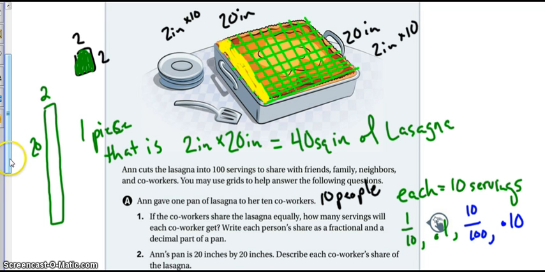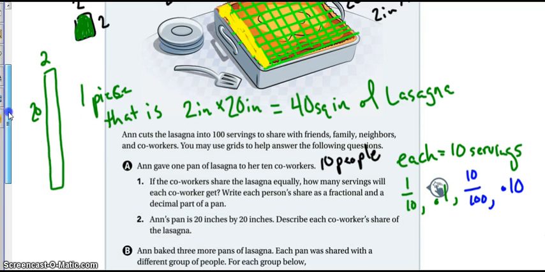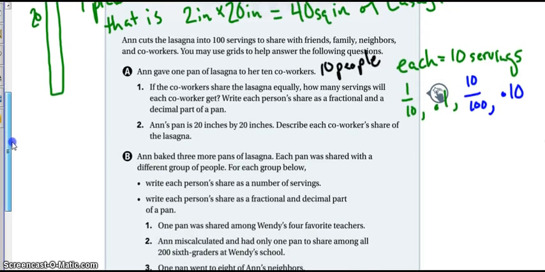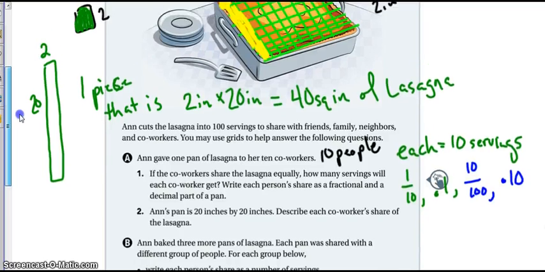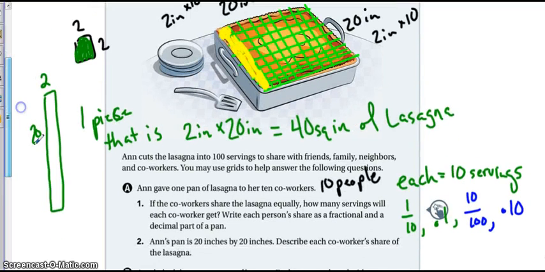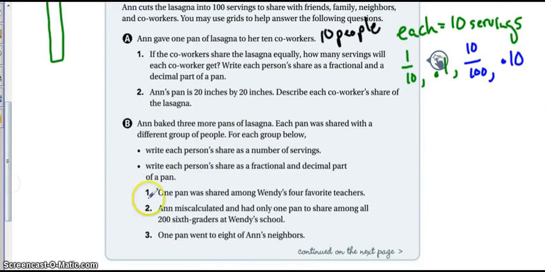All right, so before you come to class tomorrow, what I would like for you to do is to complete this problem, this is 3.3. Do not complete any problem before coming to class today. Just make sure that you understand this whole lasagna concept, because we will be using the lasagna pan down here in B, and be talking about each person's servings and writing those as decimals and fractions. All right.